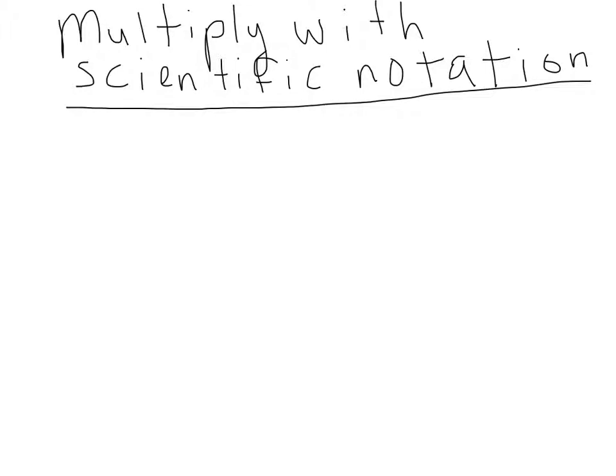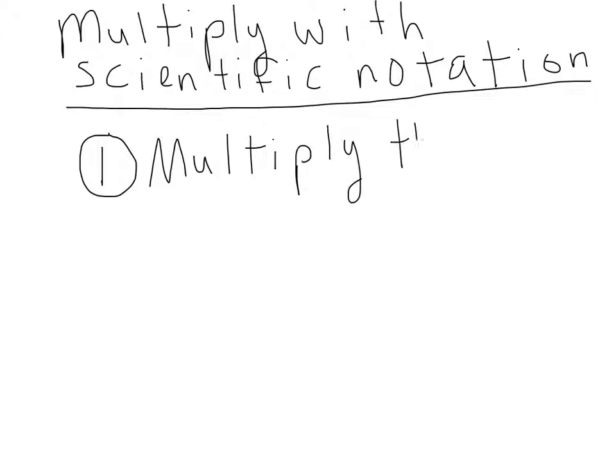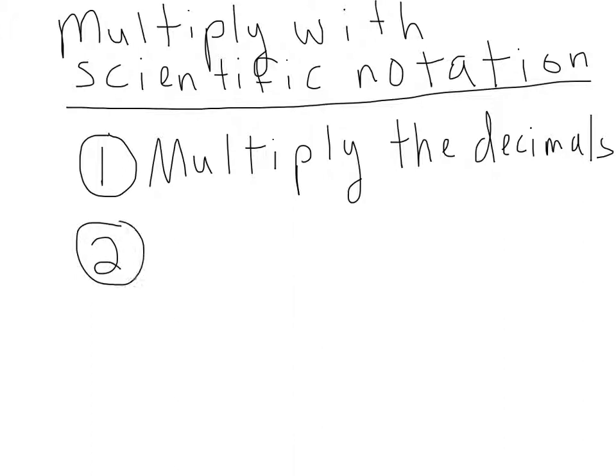Multiply with scientific notation. Step 1 is to multiply the decimals. And step 2 is to do what we just did when we multiply bases with exponents. We add the exponents.